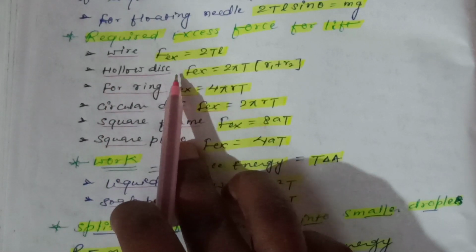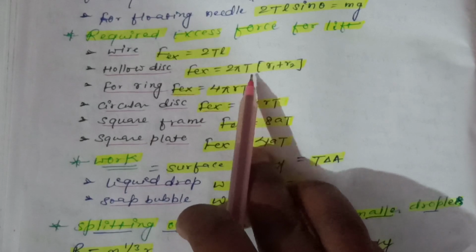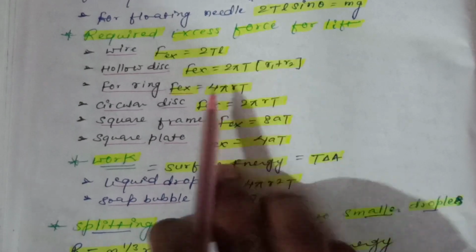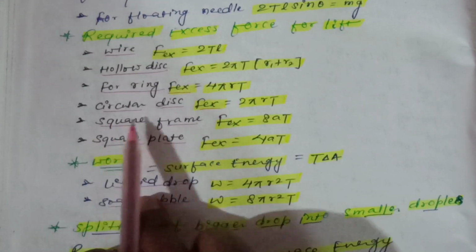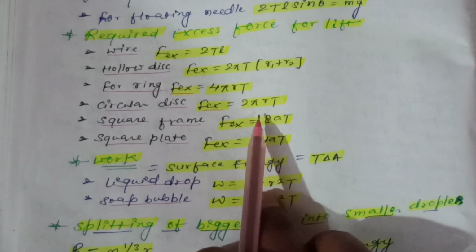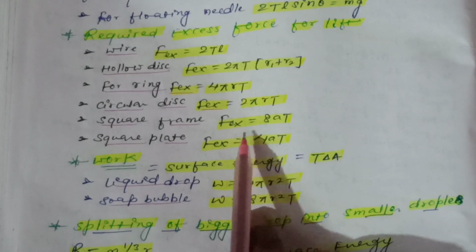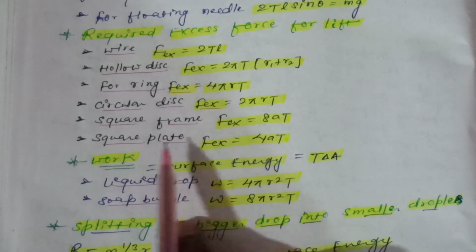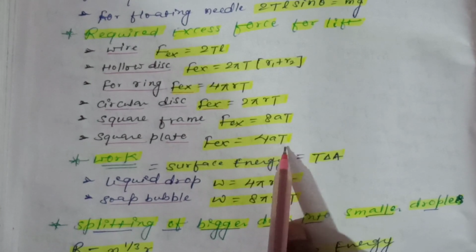Hollow disk: F excess is equal to 2 pi T (r1 plus r2). For a ring, F excess is equal to 4 pi rT. Circular disk, F excess is equal to 2 pi rT. A square frame, F excess is equal to 8aT. A square plate, F excess is equal to 4aT.